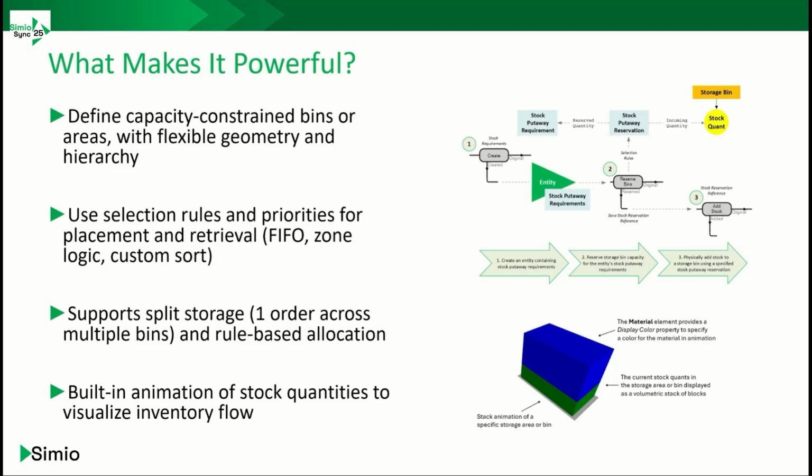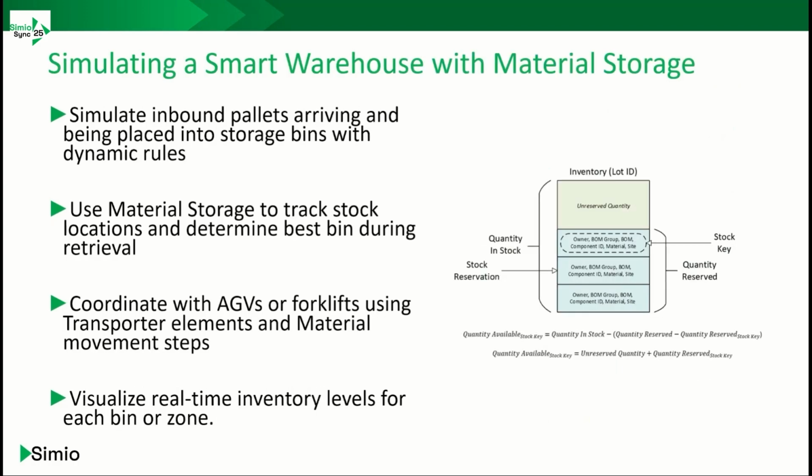Let's walk through how this powers a smart warehouse model. We're seeing a growing demand for smarter, more adaptive warehouse operations, whether it's integrating automation like AGVs, rezoning storage areas, or testing new picking strategies. The good news is Simio supports all of that logic natively now. You can bring in table-based data from your existing warehouse systems, current inventory, shelving configurations, bin definitions, and more. The material storage element aligns with the data structure used by most ERP systems. So importing and configuring your warehouse in Simio is straightforward.